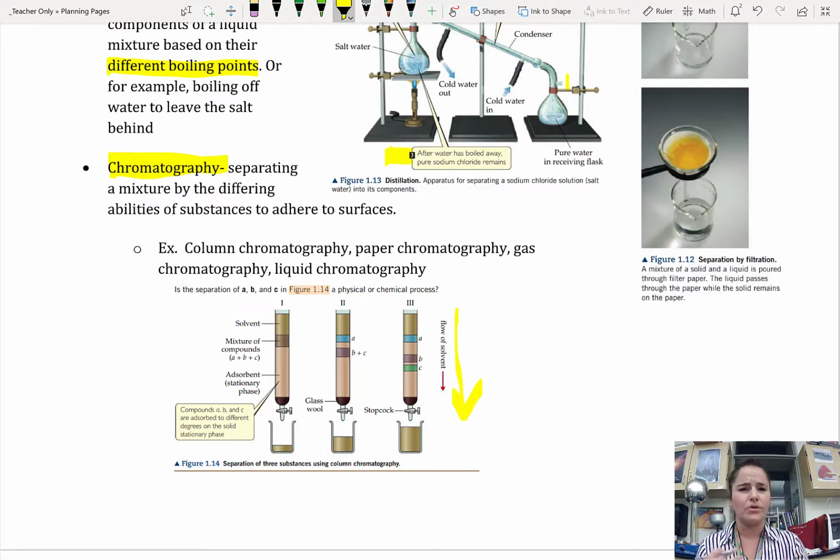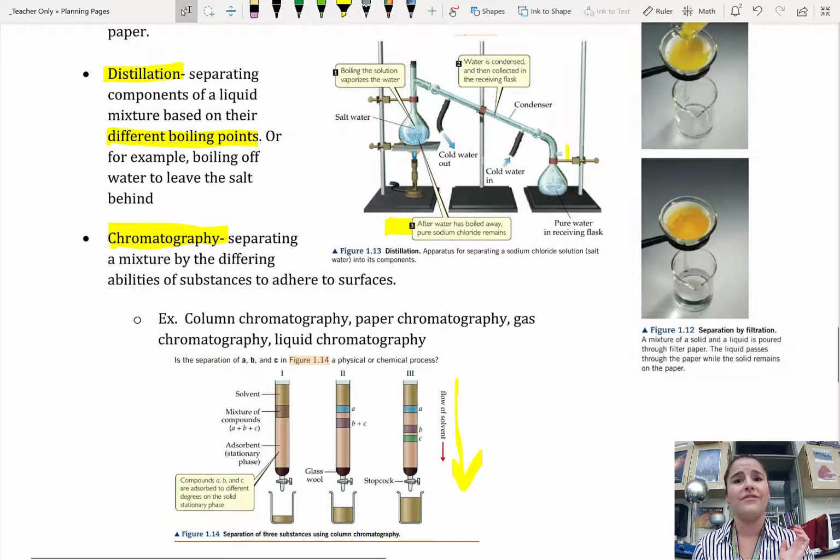Normally that's like sand or beads of some sort. There could be different levels of that, but they're going to move at different speeds and thus separate. One of the funnest of these separation labs, the funnest labs that you'll get to do in college chemistry.